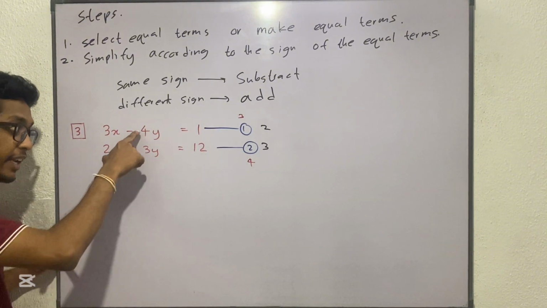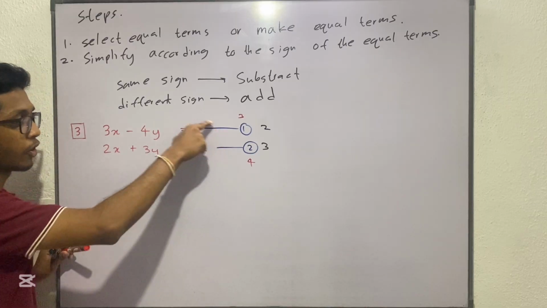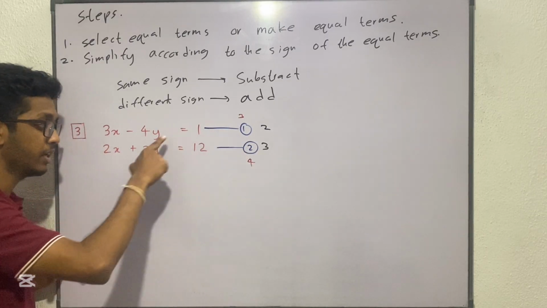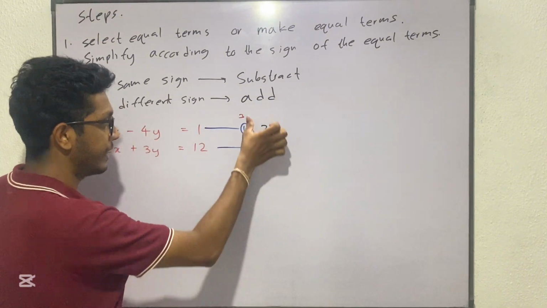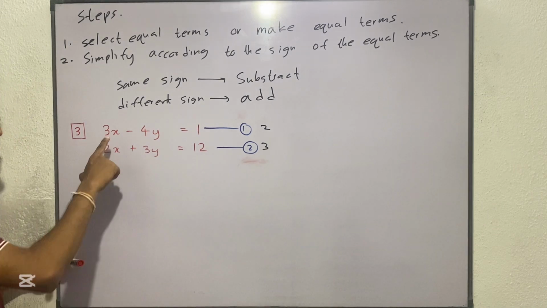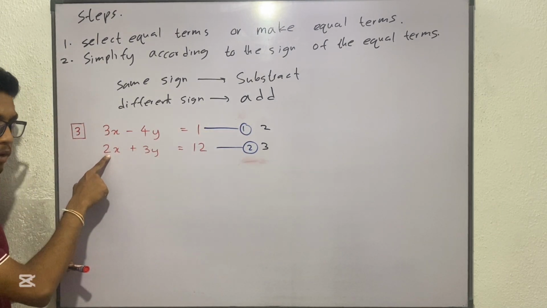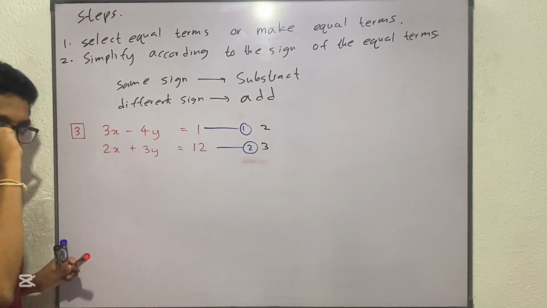So in that way, if I need to make y terms equal, I have to multiply the first equation from the coefficient of y in the second equation, and the second equation from the coefficient of y in the first equation. In this case, I am going to make the same x terms. So I am going to multiply the first equation from the x coefficient of the second equation, and the second equation from the x coefficient of the first equation.